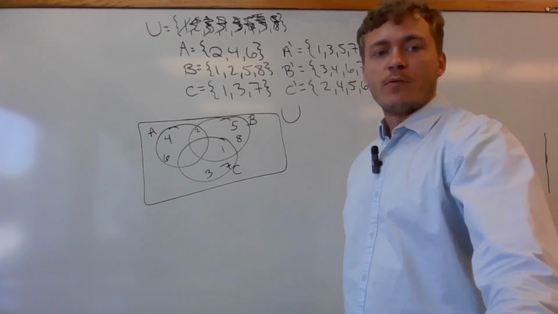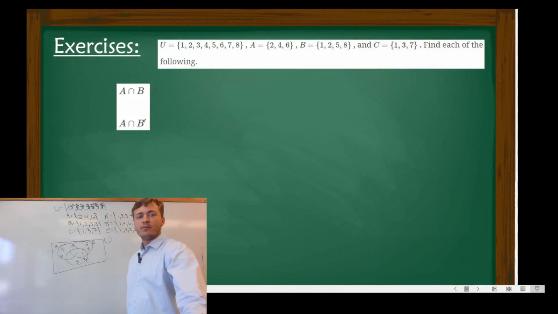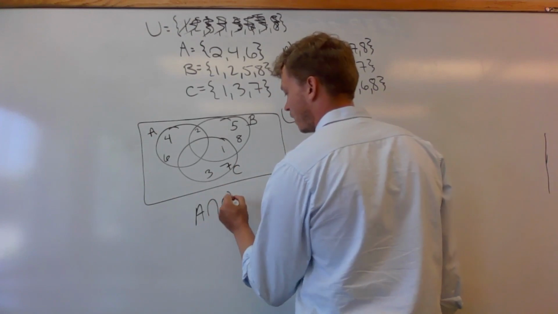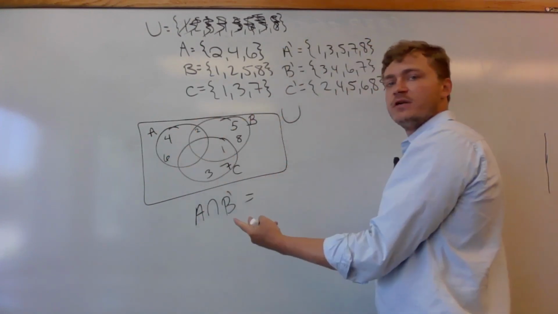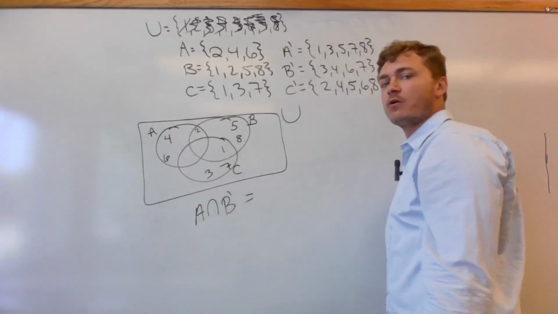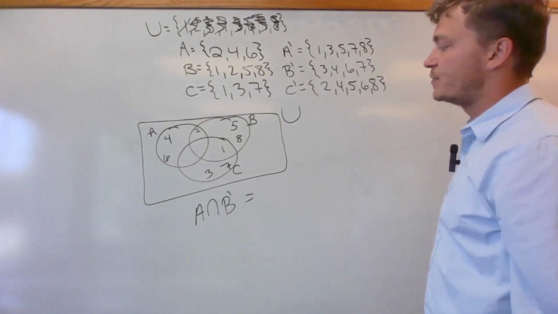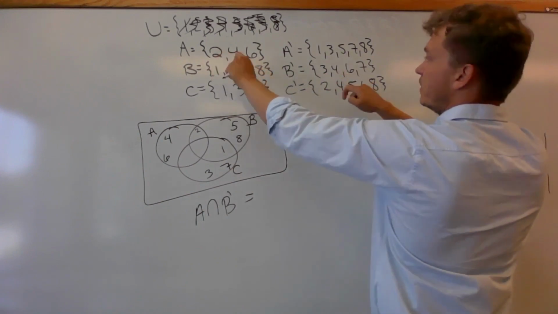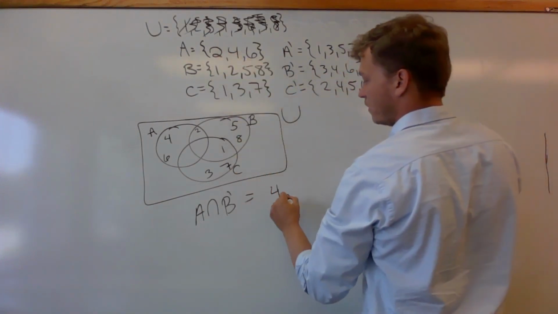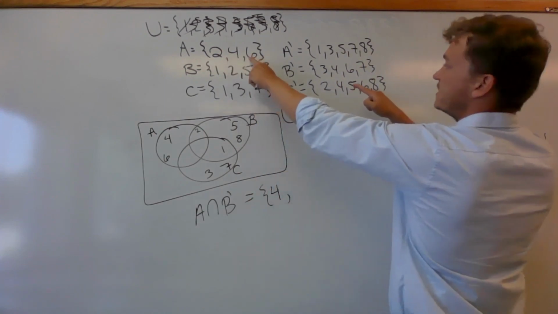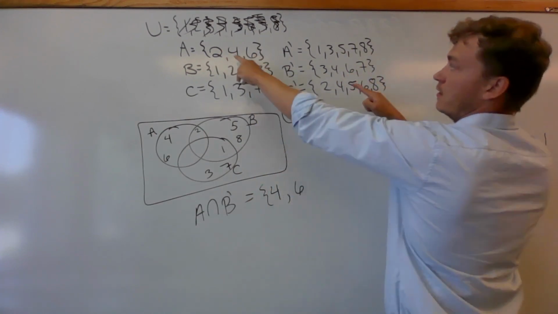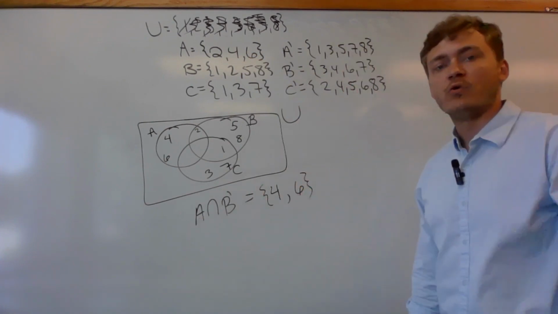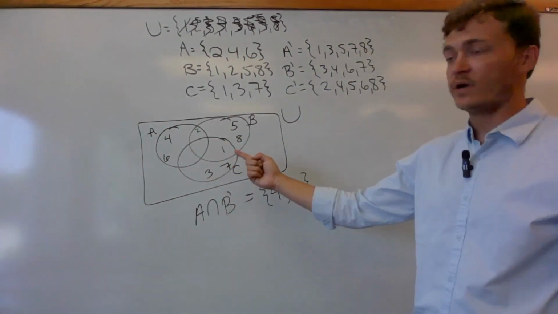So going back to our example, we're looking at A intersect B complement. Well, we can use the image here, or we can just use our set notation, our roster method. Well, A intersect B complement. What's in A that's also in B complement? I have a 2 here, but not here. I have a 4 here and here. I have a 6 here and here. And that's it. I have a 7 here, but not here. A intersect B complement will contain the elements 4 and 6. We look at that right here. Where is that? It's right here.